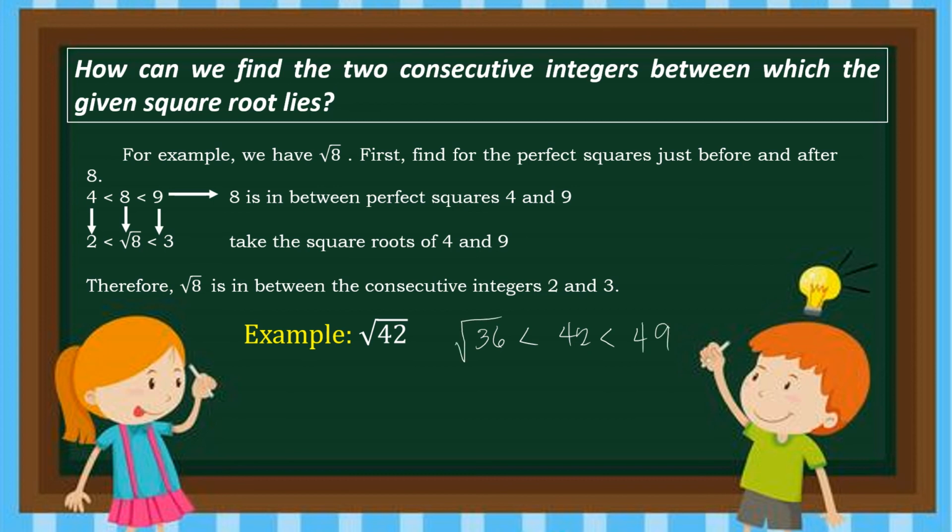Now, the second step is to get their square roots, diba? So, pag kinuha natin yung square roots nila, makukuha natin yung square root ng 36? 6. 6 is less than the square root of 42, and the square root of 42 is less than the square root of 49, which is 7. So, si square root of 42 ay matatagpuan sa pagitan ni 6 and 7. Ganun lang siya kadali. Okay, tandaan natin kung ano yung dalawang step na dadaanan nyo para ma-identify nyo yung dalawang consecutive integers kung saan nandoon sa pagitan nila yung given radical.